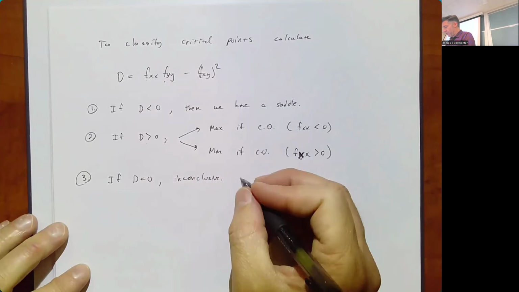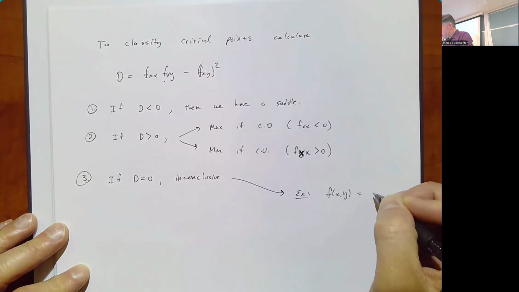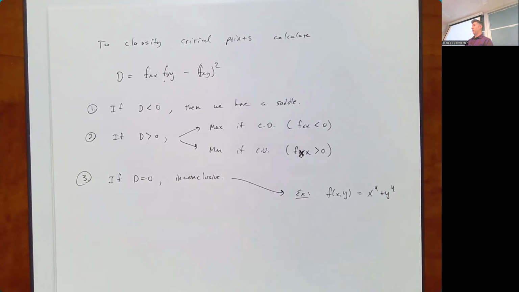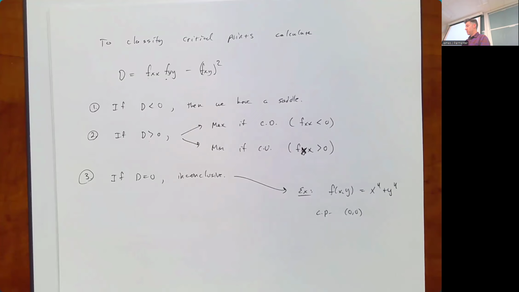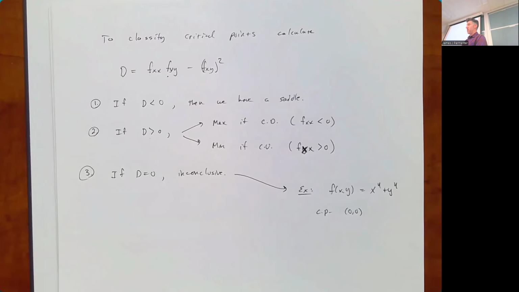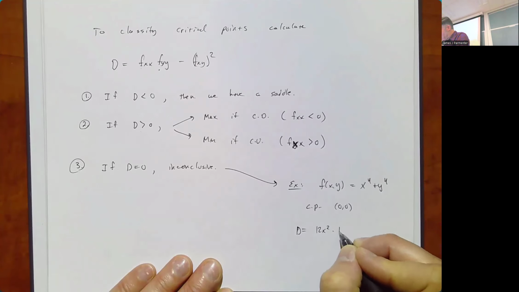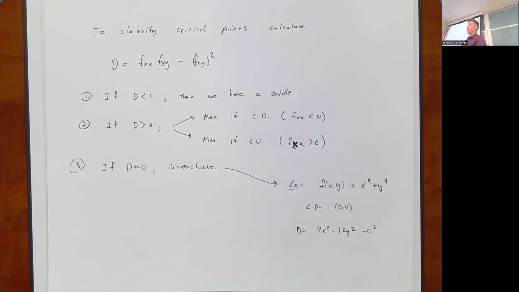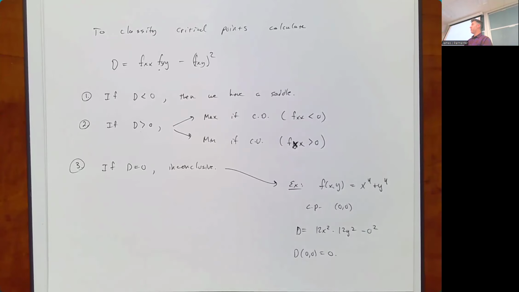A typical example of this is the function f of x, y equal to x to the fourth plus y to the fourth. If you take the partial derivatives and set them equal to 0, you'll get a critical point of 0, 0. Then if you take the second partials, you'll get 12x squared and 12y squared. So your D would be 12x squared times 12y squared minus the mixed partial, which is 0. If you plug in 0, 0, you get 0. So D of 0, 0 is 0, so the test is inconclusive.